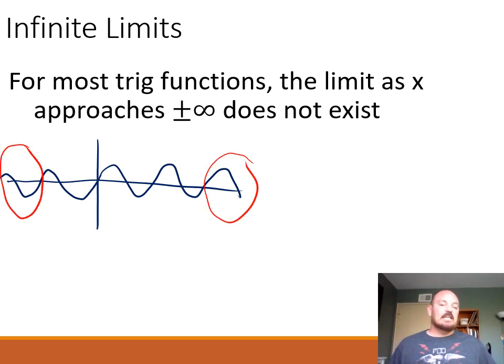you're never getting an answer because it's what's called an oscillating function. It keeps going back and forth, back and forth. It's not going to one value. It's going up to 1 and down to -1 and back and forth and back and forth. So many times for most trig functions, if we're doing the limit as x approaches positive infinity or negative infinity, the answer is going to be does not exist.